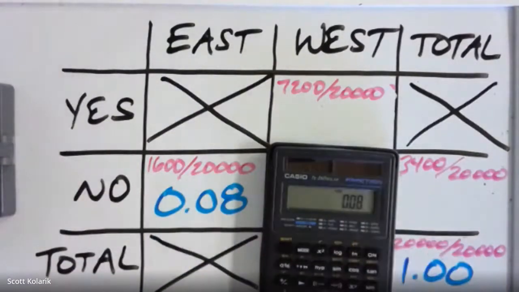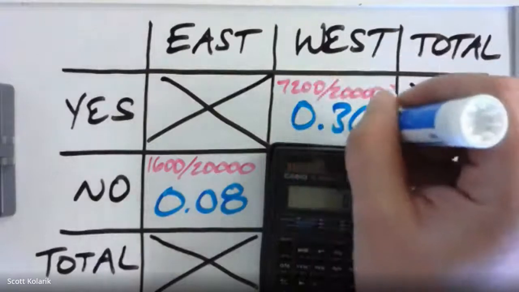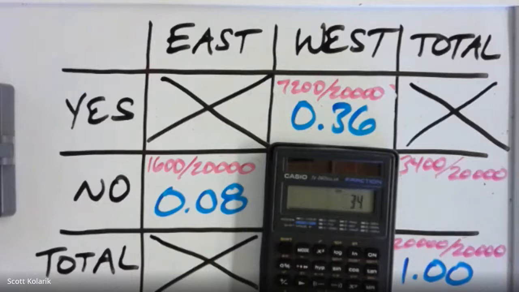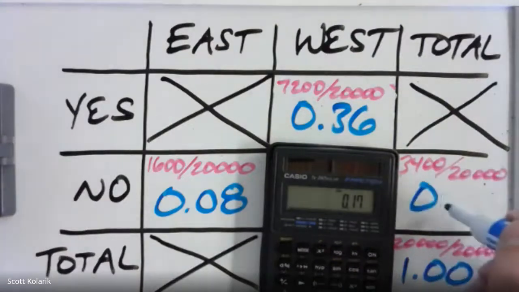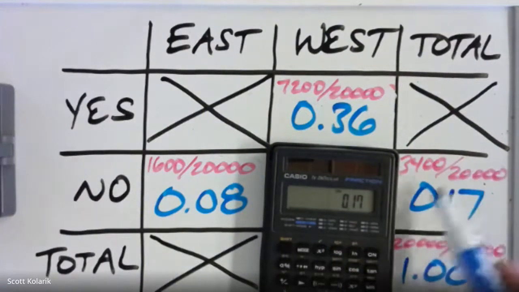For this box, I do 7,200 divided by 20,000. That gives me 0.36, a bigger portion. And lastly, this one, again just dividing by 20,000, 3,400 divided by 20,000 gives me 0.17. What does that literally mean? If I were to convert that into a percentage, that'd be 17% of everyone that was surveyed said no.